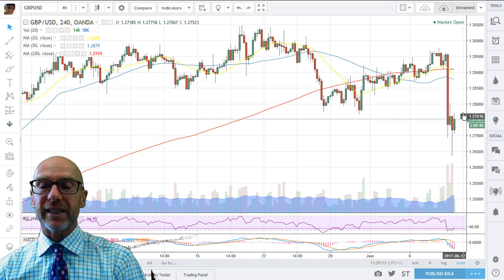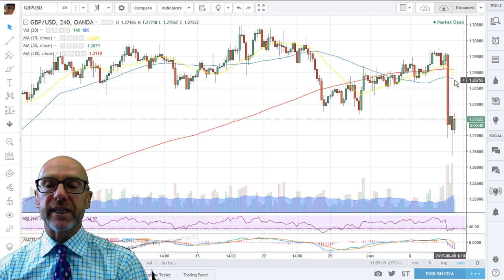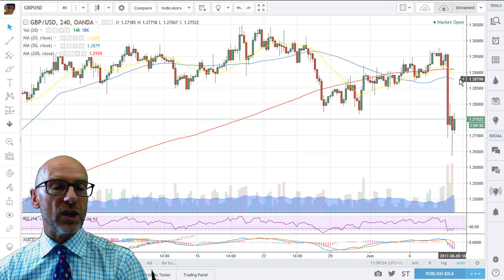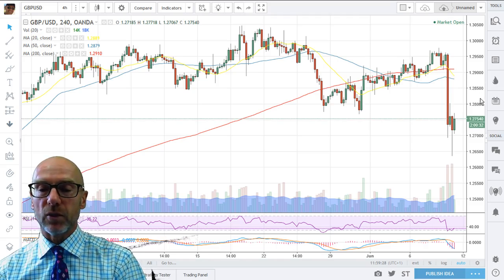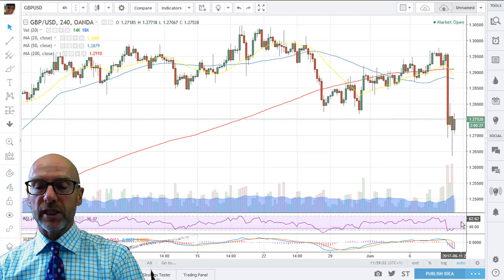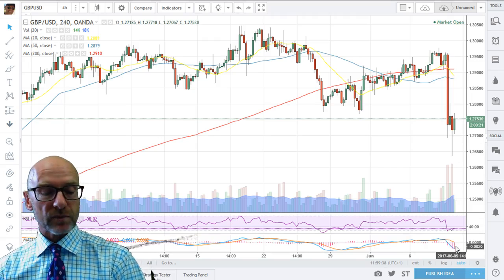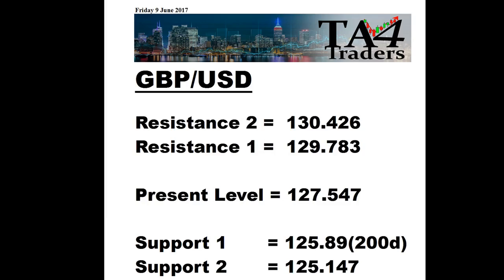Any recovery, as I said, will find resistance at 128, and then as you can see, we are going to hit the downtrend in the 20 and 50 moving averages, which are around 129 or just below. So quite interesting that there could be a sign of a recovery on this 4-hour RSI. The MACD are negative. So let's have a look at the support and resistance levels.